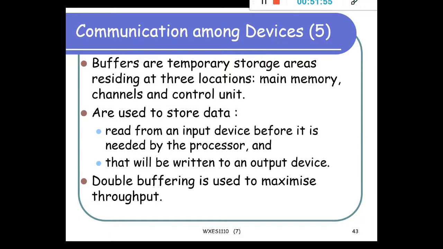So buffers are temporary storage areas residing at three locations: main memory, channels, and control unit. They are used to store data read from an input device before it is needed by the processor, and data that will be returned to an output device. So it reads from the input, writes to the output. Read, input, write, output. Double buffering is used to maximize throughput.